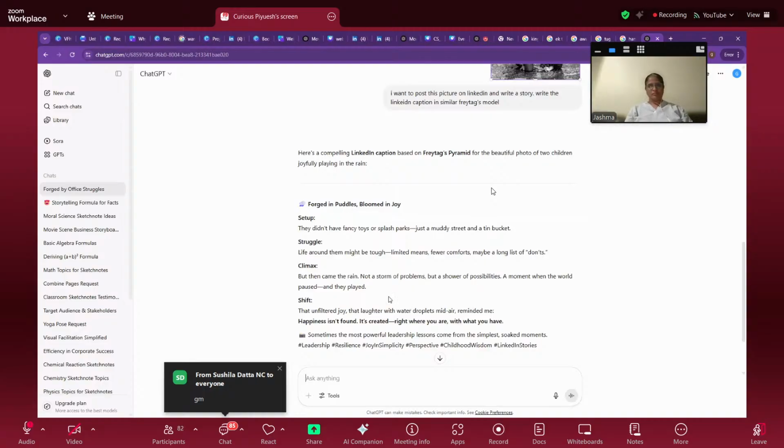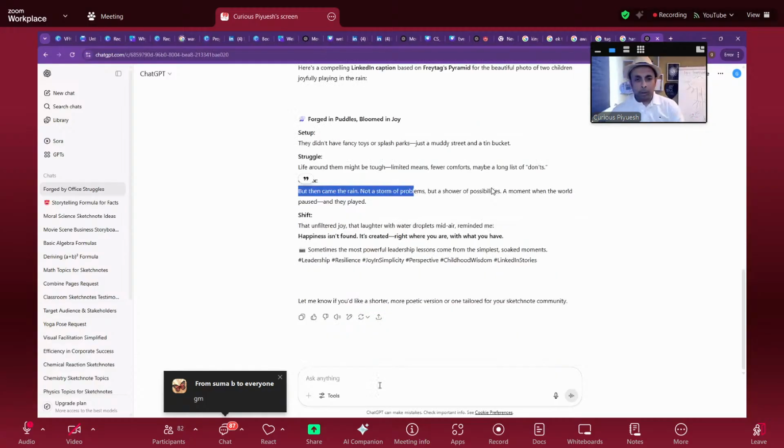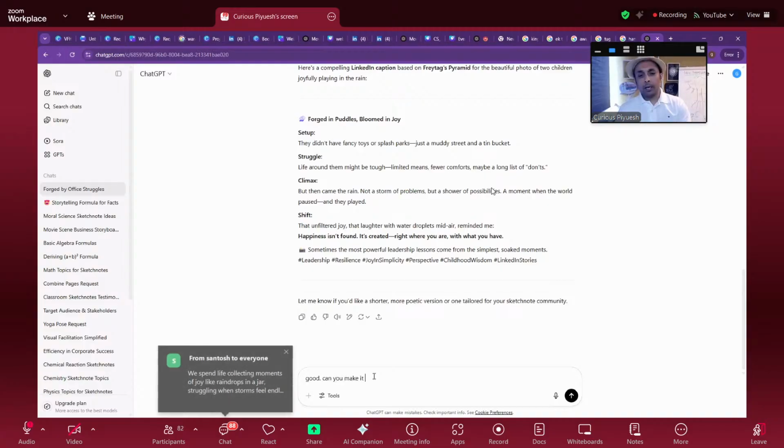So, forged in puddles, bloomed in joy. They didn't have fancy toys or splash parks, just a muddy street. Life around them might be tough, limited means. But then came the rain. So this is also explaining the whole story. Maybe I can write good. Can you make it in the context of job struggle, in the context of a job in Mumbai.